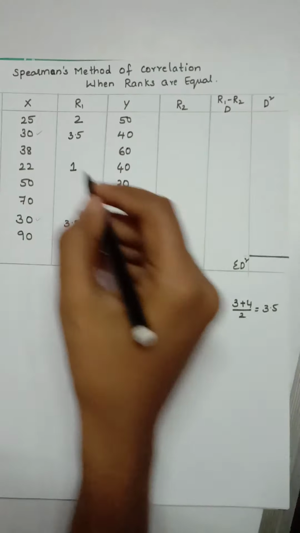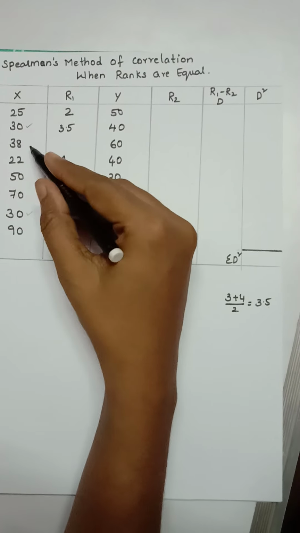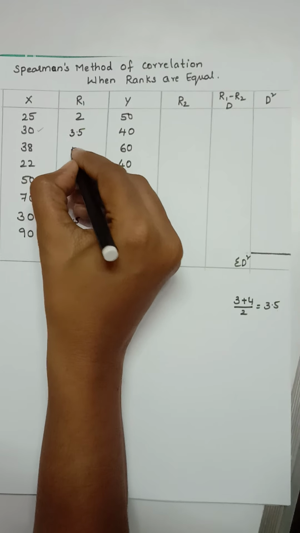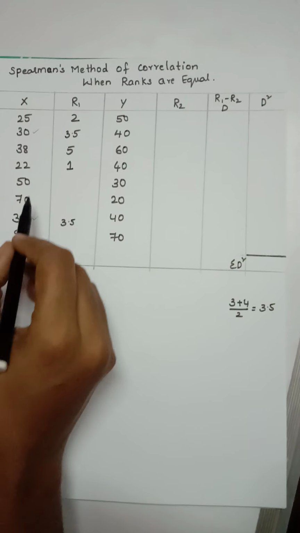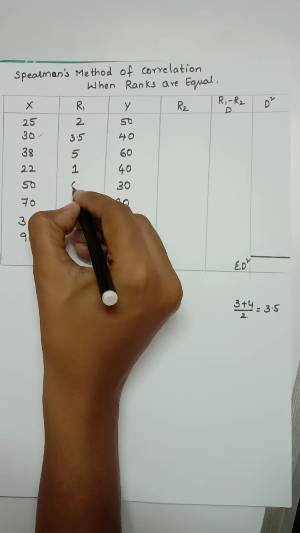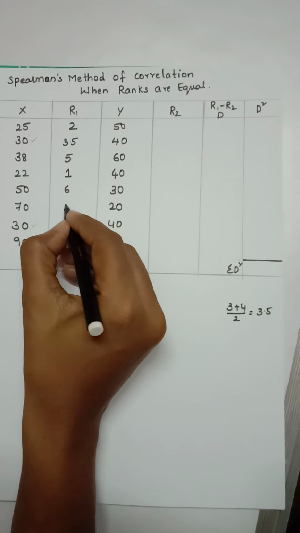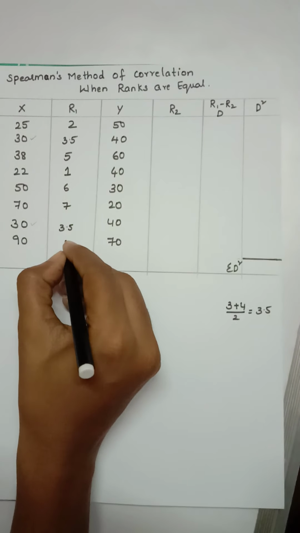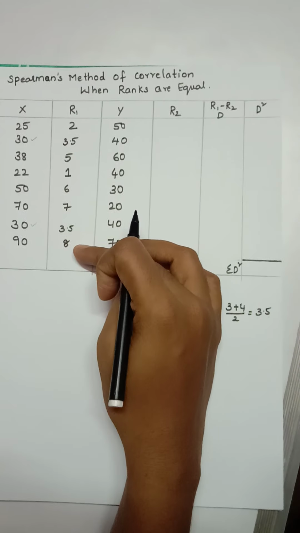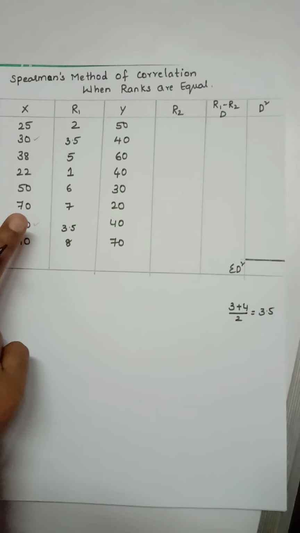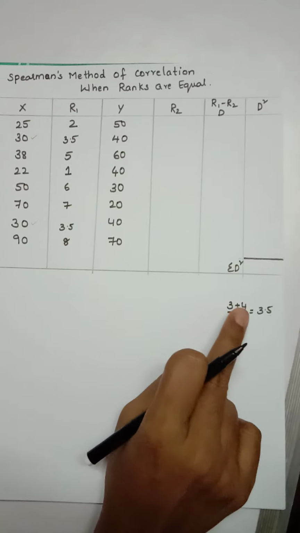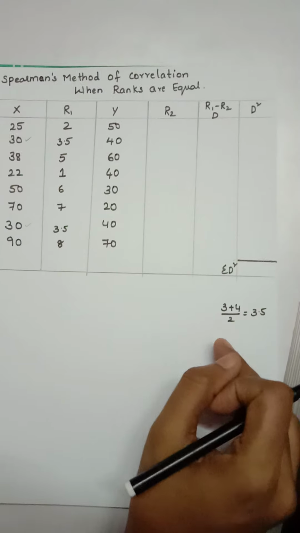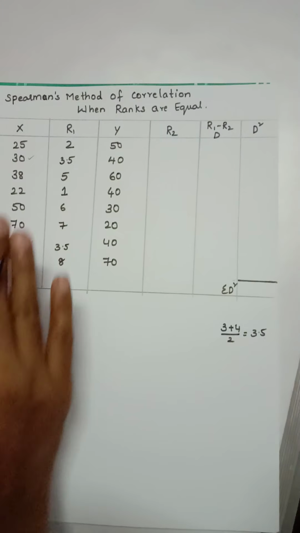The next rank will be 5. So which is the least number among these left out values? 5. Next, the 6th value is 50. The 7th value is 70. And the 8th value is 90. So like this we need to go in ascending order. If the ranks are repeating, we need to take out the average of the ranks. If it is 3 variables, you need to divide by 3. Okay. So up to here clear.